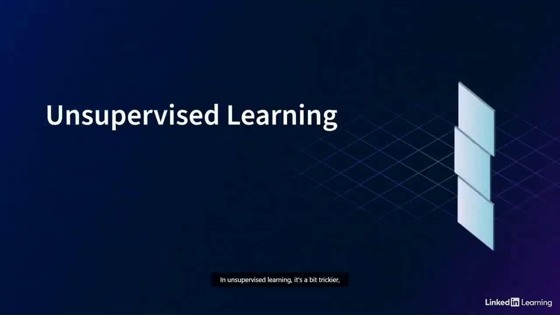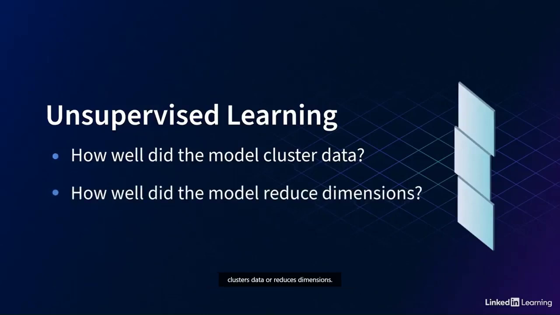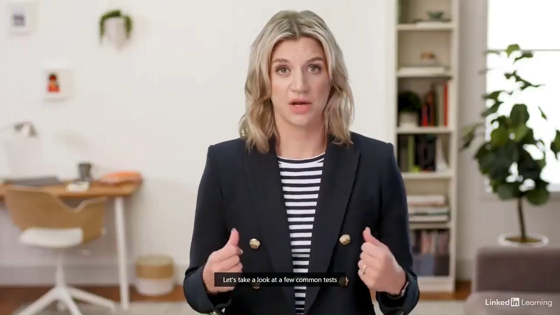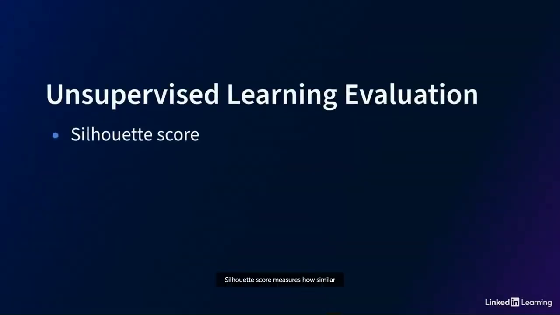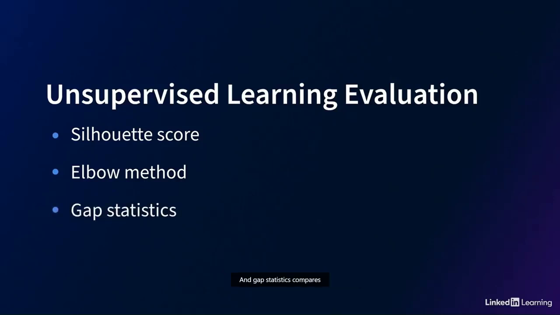In unsupervised learning, it's a bit trickier since we don't have labeled data. Instead, we might look at how well the model clusters data or reduces dimensions. Let's take a look at a few common tests used for unsupervised. Silhouette score measures how similar an object is to its own cluster compared to other clusters. The elbow method helps determine the number of clusters. And gap statistics compares the total intercluster variation for different values of K.